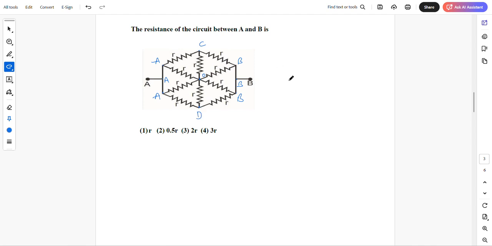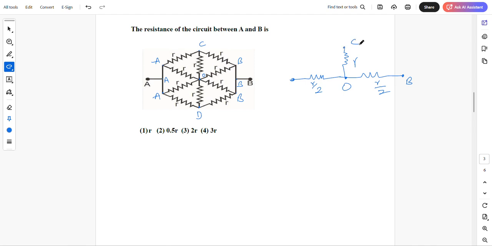Now between A and O, note, these two are in parallel. It becomes R by 2. This is R by 2. This is O. Between O and B again, these two are in parallel. R in parallel with R is again R by 2. This is R by 2. Now what about C? Between O and C, resistor R is there.